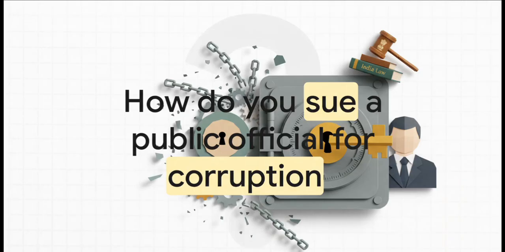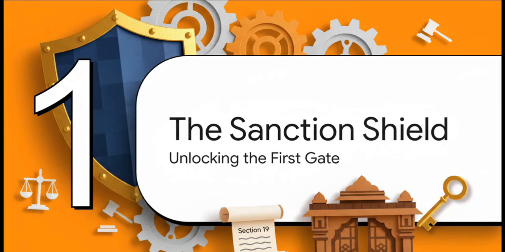So let's say you suspect a public official is corrupt. What do you do? How do you actually get them into a courtroom? Well, it's not nearly as simple as just filing a normal complaint. You see, the law has kind of built a fortress around these positions, and your first job is to figure out how to get past the main gate. And that first gate is a big one. It's known as the sanction shield.